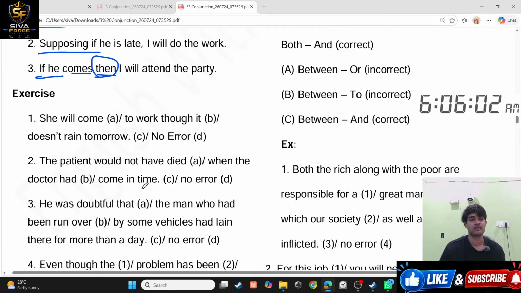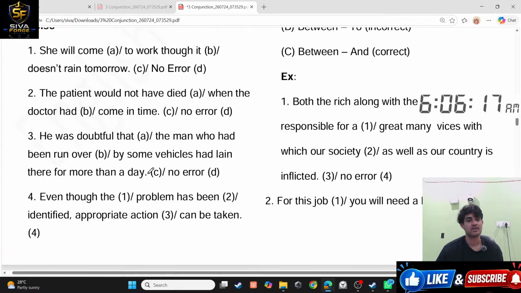The patient would not have died if the doctor had come. I'm using "if" in everything. But if it is used, he was doubtful. He was doubtful if the man who had been run over had lain there.